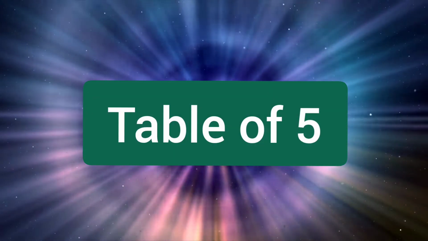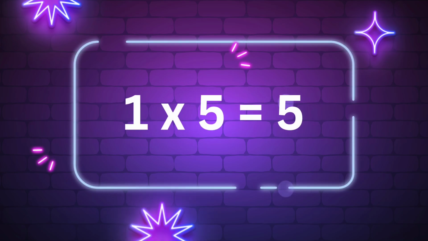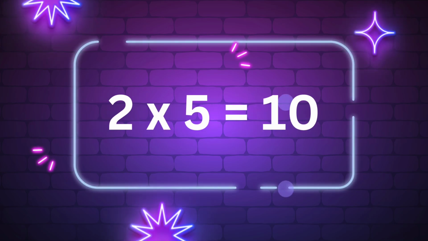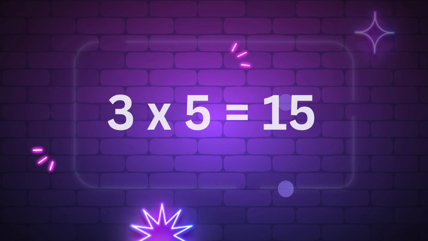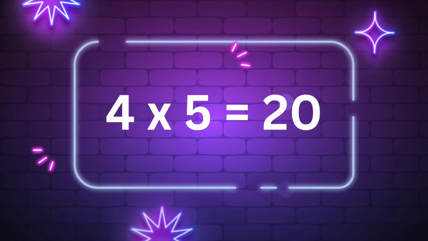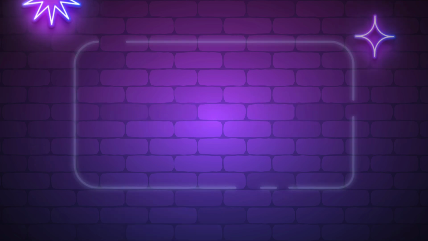Table of 5. 1 times 5 is 5. 2 times 5 is 10. 3 times 5 is 15. 4 times 5 is 20. 5 times 5 is 25.